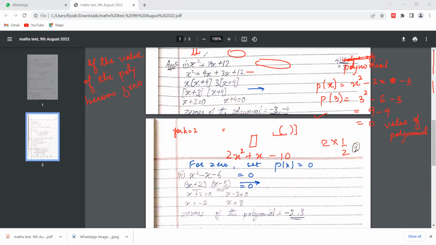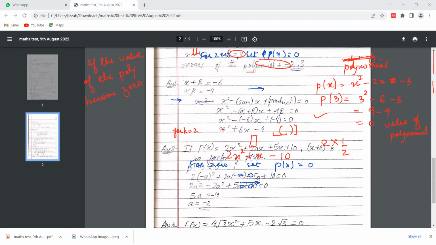All right, Harsha? You have also not written it, I think. Yes, ma'am. So please start like this. For 0, set p(x) is equal to 0, right? Or at least before this step, you can write now set p(x) is equal to 0. Then you can equate them to 0. But please write it, okay? Suddenly 0 appears. I don't know from where, right?